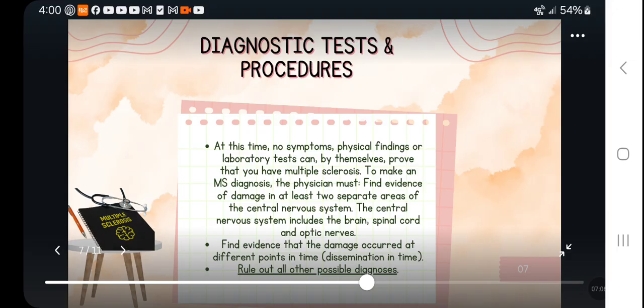Diagnostic tests and procedures. At this time, no symptoms, physical findings, or laboratory tests can, by themselves, prove that you have multiple sclerosis. To make an MS diagnosis, the physician must find evidence of damage in at least two separate areas of the central nervous system. The central nervous system includes the brain, spinal cord, and optic nerves. They must also find evidence that the damage occurred at different points in time, and rule out all possible diagnoses.